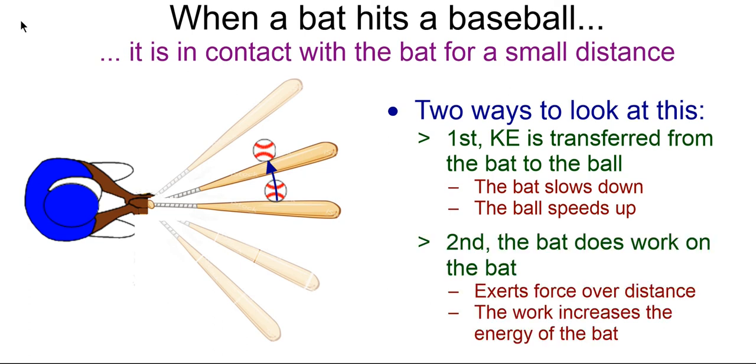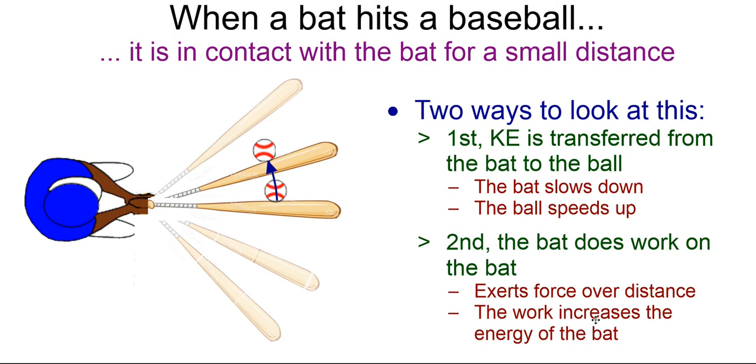Second way of looking at it is going back to that subject of work. Remember what work was? Force exerted over distance. Wouldn't you agree that that bat is exerting a force on that ball just for that short distance there in the blue? It does work. It exerts force over distance. It does work. And of course, you remember from before, that work goes into the energy of the ball.